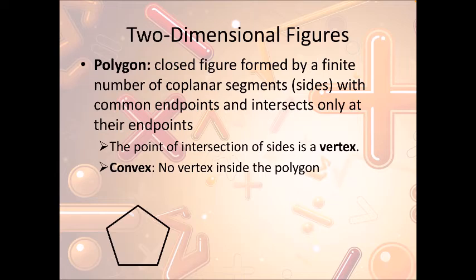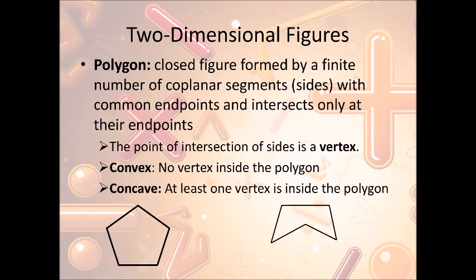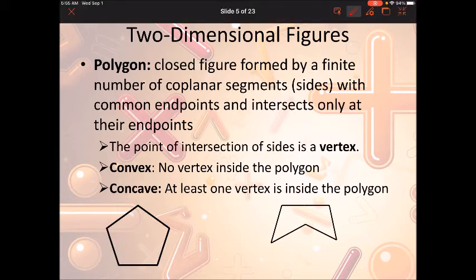It's the location of two sides intersecting on our polygon. There are two terms that we can use to describe types of polygons. One is convex. Convex means that there's no vertex inside the polygon, or concave, where at least one vertex is inside the polygon. And you say, well, how do you know whether it's inside or not? Well, if you were to take a pen and you were to connect two vertices, such as these two here, you'll notice that this vertex is now inside that figure.